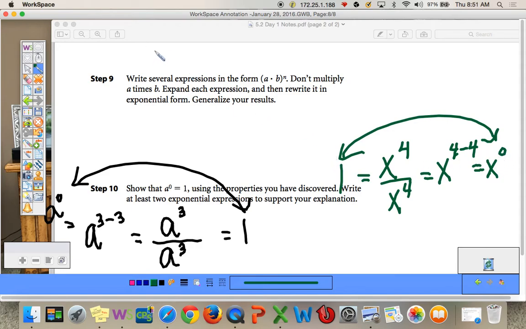So today in your assignment, you're going to just start practicing these rules of exponents, and tomorrow we'll review these and try a few more.